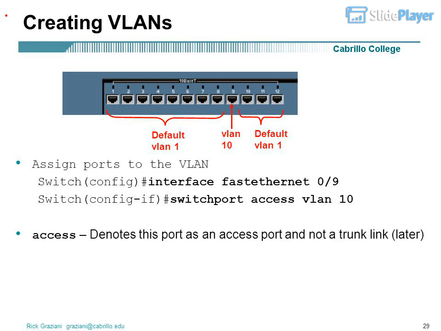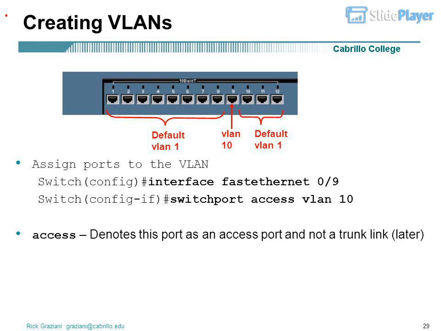Creating VLANs. Assign ports to the VLAN. Default VLAN 1, VLAN 10. Switch(config)# interface fastethernet 0/9. Switch(config-if)# switchport access vlan 10. Access denotes this port as an access port and not a trunk link. Trunk links will be discussed later.